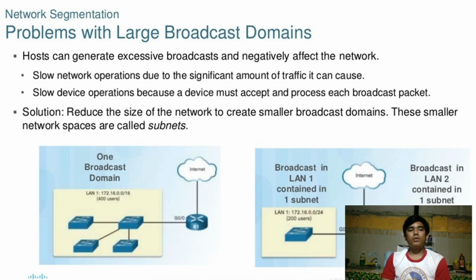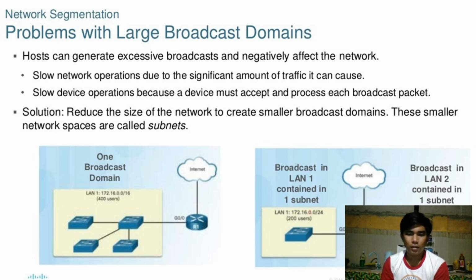Network segmentation: problems with large broadcast domains. Hosts can generate excessive broadcasts and negatively affect the network. A significant amount of traffic can cause slow network operation. Slow device operation, because a device must accept and process each broadcast packet. Solution: reduce the size of the network to create smaller broadcast domains. These smaller network spaces are called subnets.